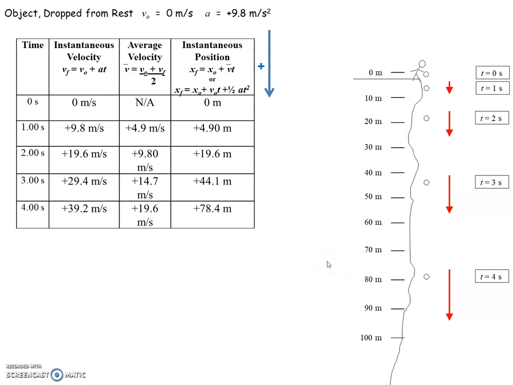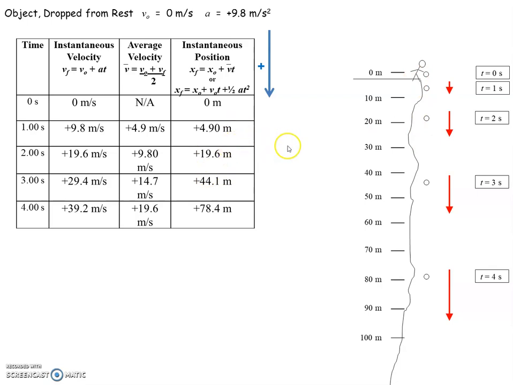Let's look at one more way of making comparisons. Look at the numbers here. So for example, in the first second, you can calculate that the object falls 4.9 meters. And then if you're going from 0 seconds to 2 seconds, it falls 19.6 meters. And that's shown here by the picture.